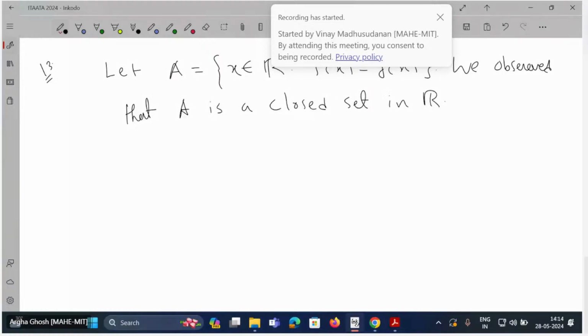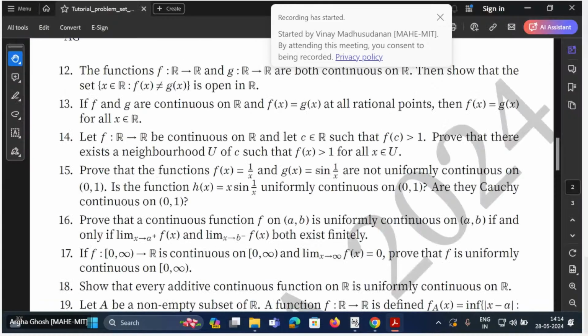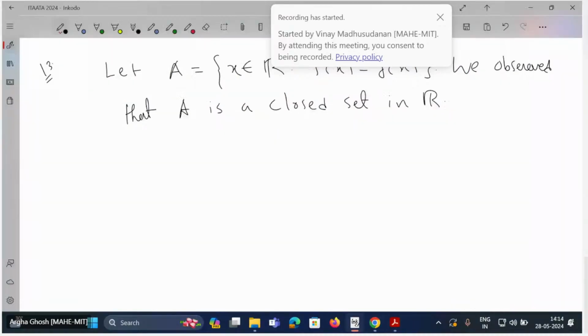Now, what is given in the question? Look at the question again. f(x) equals g(x) at all rational points. That means the set of all rational numbers is contained inside the set A. Okay. So, given that Q is a subset of A. Set of all rationals is a subset of A.